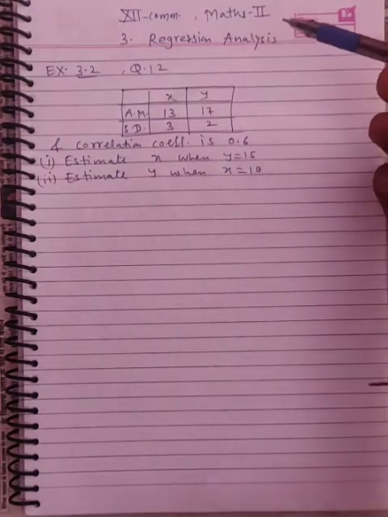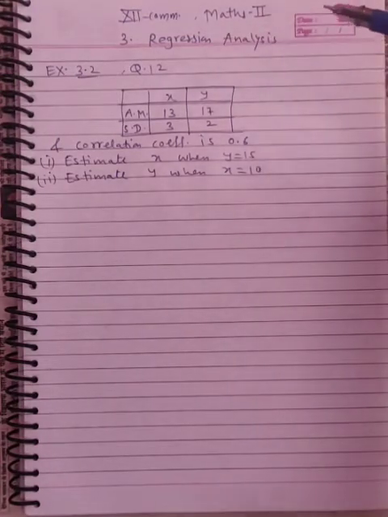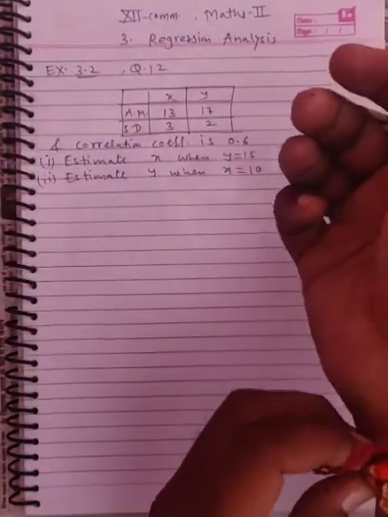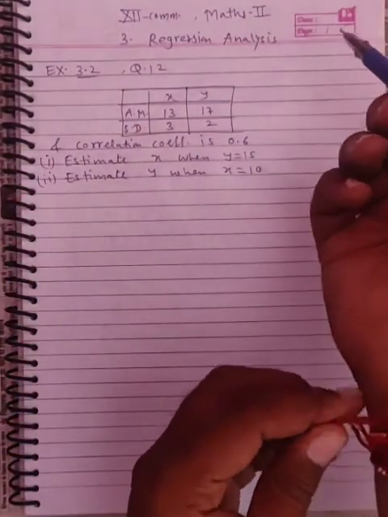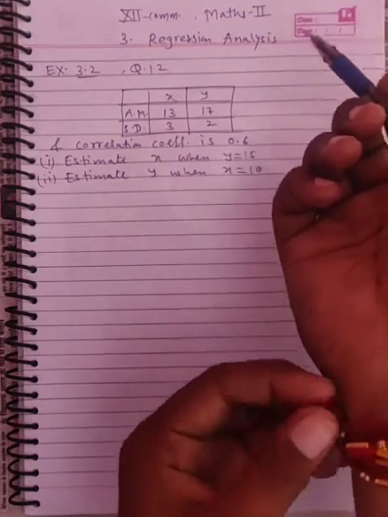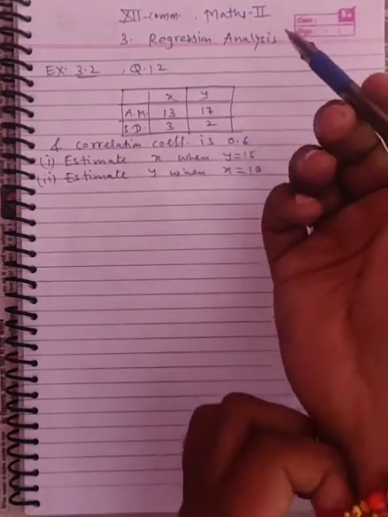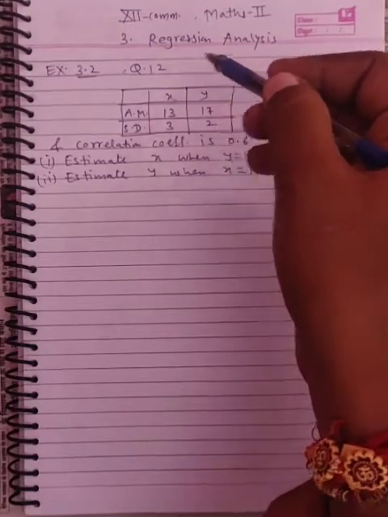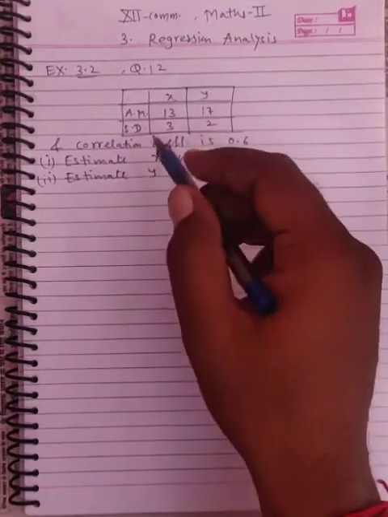We have already started with the topic regression analysis, and in the last lecture we saw the problem based on exercise 3.1. Now let us do the next type of problem from exercise 3.2, that is question number 12. The information is given in the form of a table.